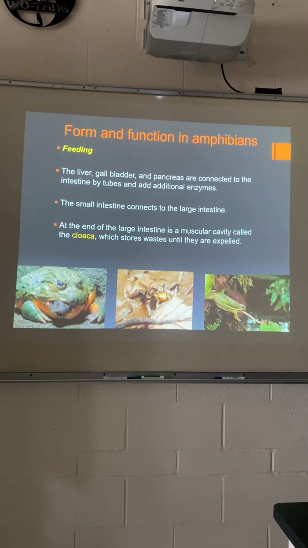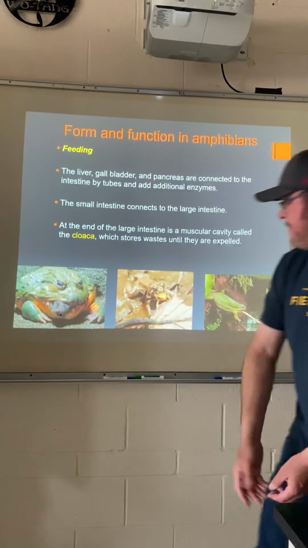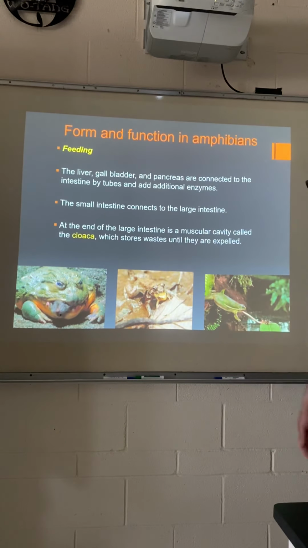They have a cloaca, so one opening through which reproduction works as well as waste products come out. And here's an unfortunate mouse in the mouth of a Pac-Man frog. And some of these guys are cannibalistic, so we have frogs that eat other frogs. From there, waste can be expelled.